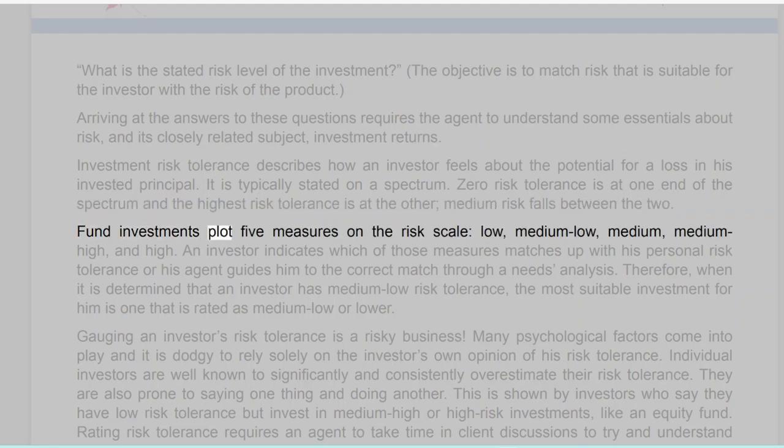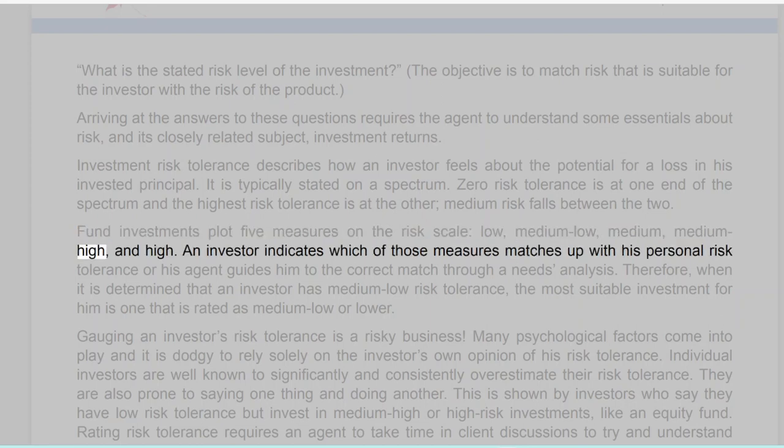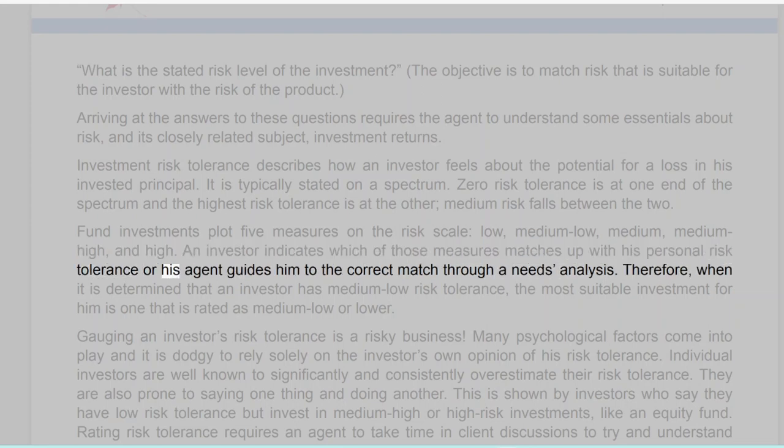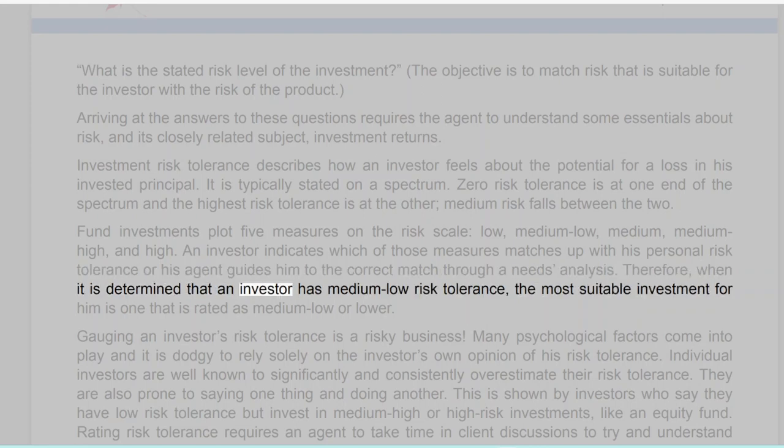Fund investments plot 5 measures on the risk scale: low, medium-low, medium, medium-high, and high. An investor indicates which of those measures matches up with his personal risk tolerance, or his agent guides him to the correct match through a needs analysis. Therefore, when it is determined that an investor has medium-low risk tolerance, the most suitable investment for him is one that is rated as medium-low or lower.